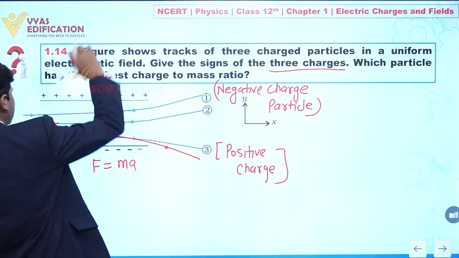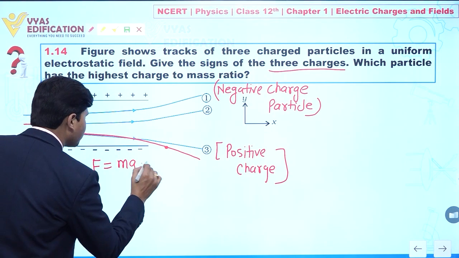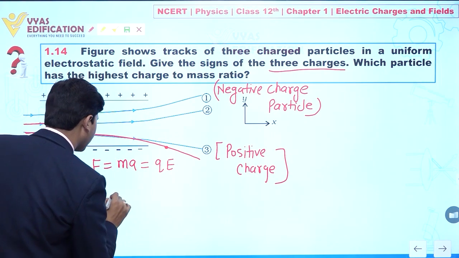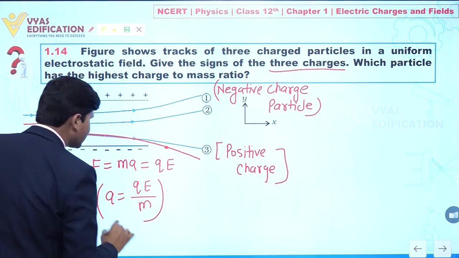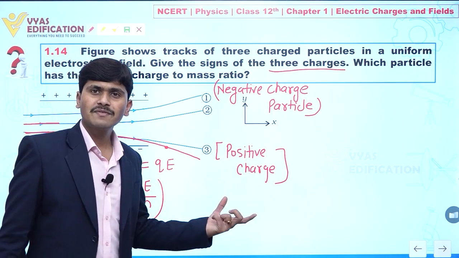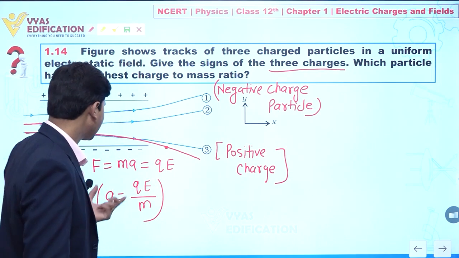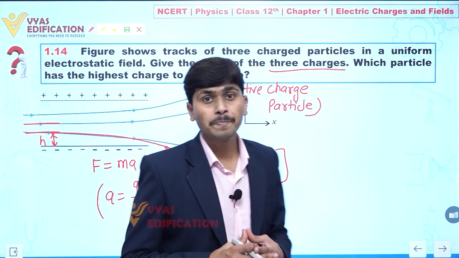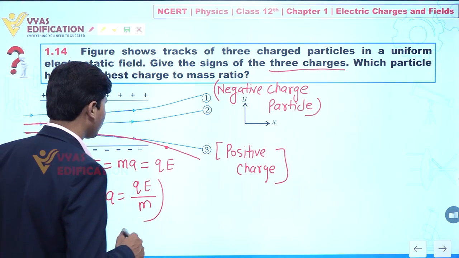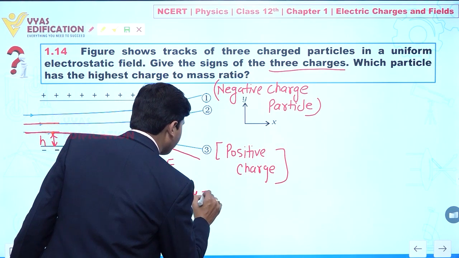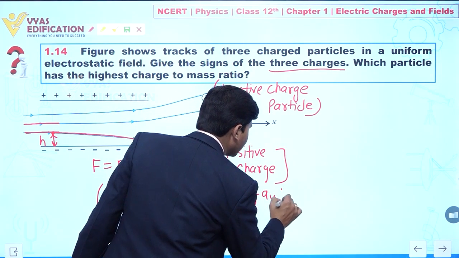When this particle is going through path number 3, this force should be equal to QE. So acceleration is given by QE by m. Now the charge of the particle is fixed, the electric field value is fixed, and mass is also fixed. It means the acceleration of the particle is constant. So we can apply the equation of motion in the vertical direction: Sy equals Uy t plus half of Ay t square.